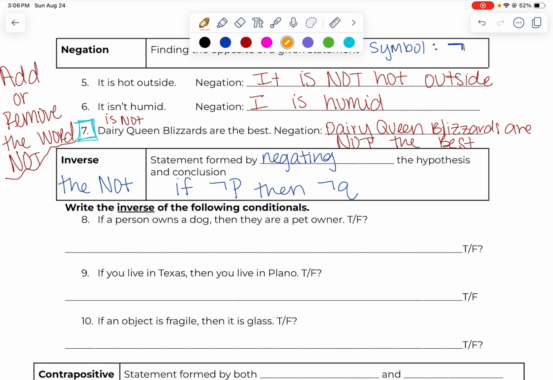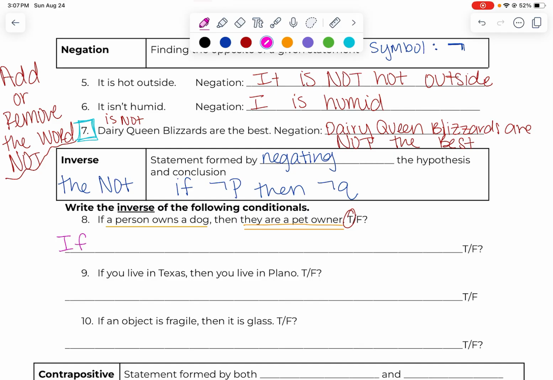If a person owns a dog, then they are a pet owner. So we're going to underline our hypothesis, anything after the word if. We're going to underline our conclusion twice, anything after the word then. So is this statement true or false? This statement is true. So let's do the inverse.